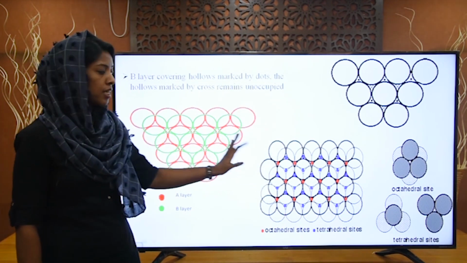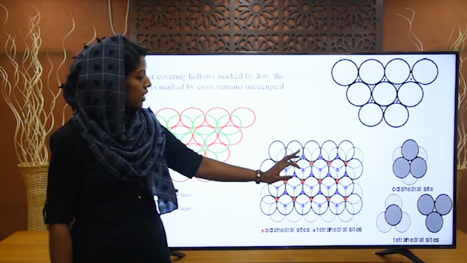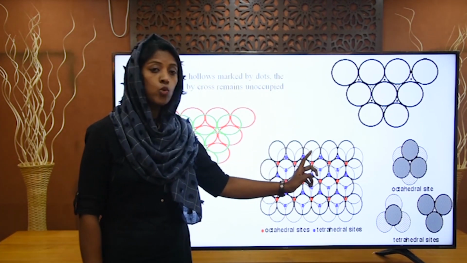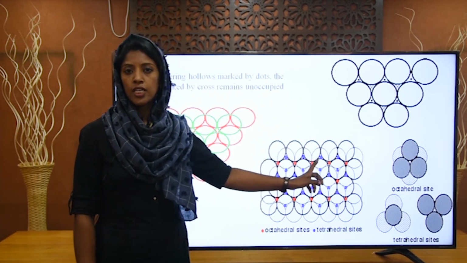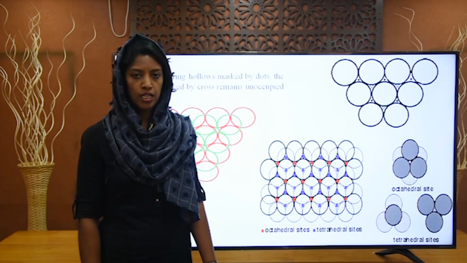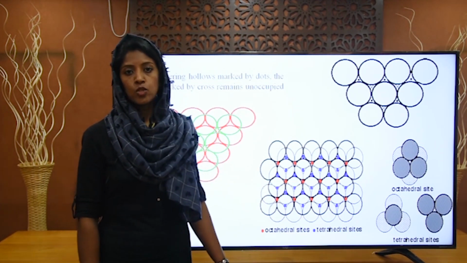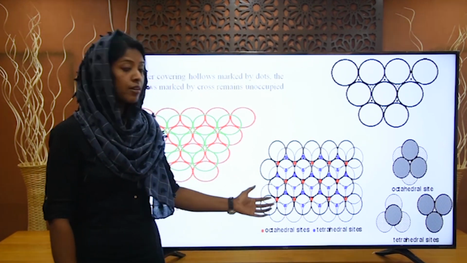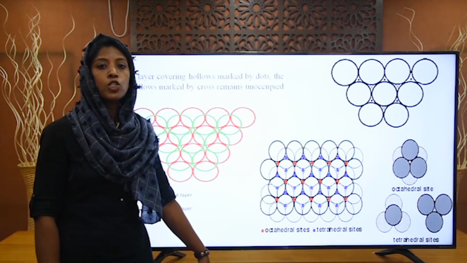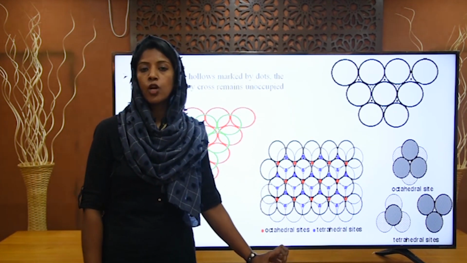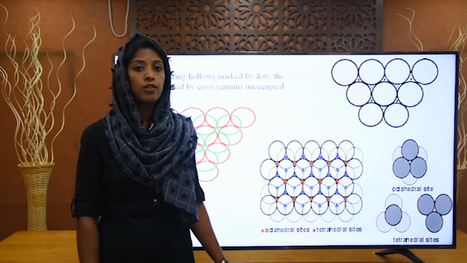This is a schematic representation of this one. Here two hollows are marked with two colors, one with blue color and the other one with red color. These two are known as hollows or vacant sites or voids. And what is a void? It's an empty space between spheres, even in a close packed structure, known as voids.